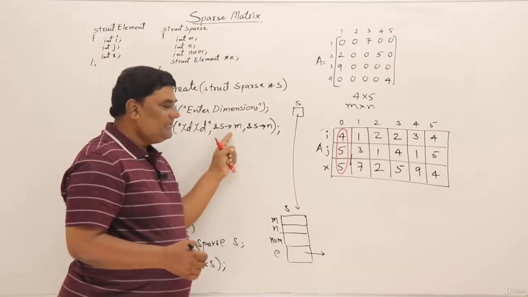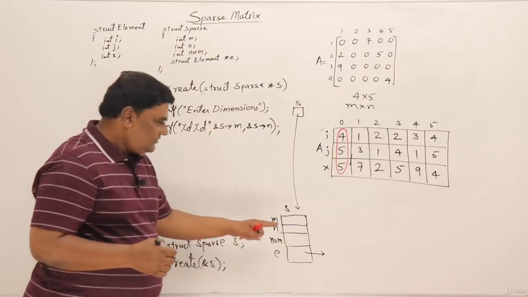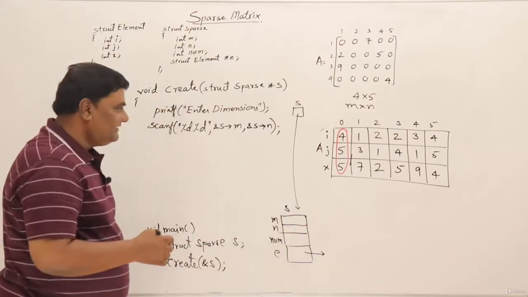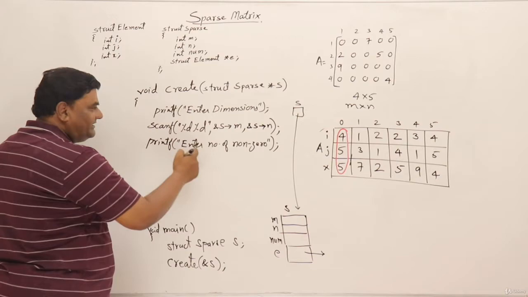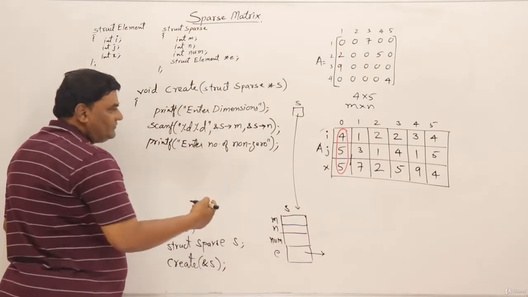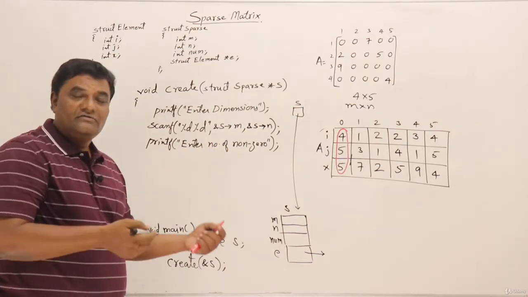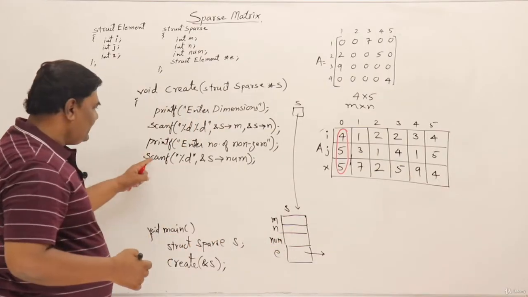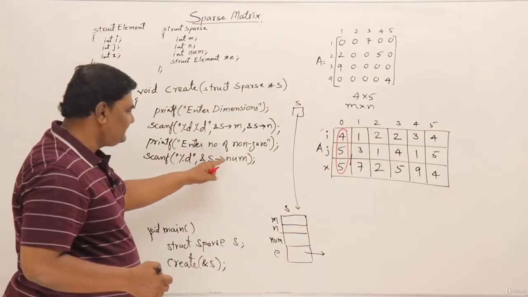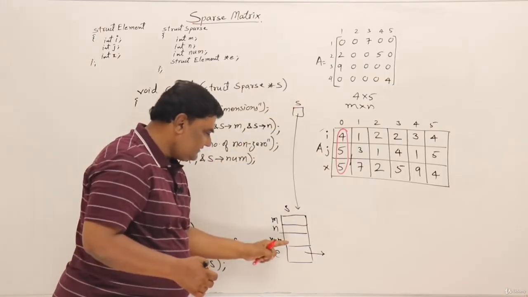So both the values m and n are stored. Now I need to know how many non-zero elements are there. So printf enter number of non-zero elements. So enter number of non-zero. I have just written non-zero. So we want non-zero elements. Now scanf read the number of non-zero elements and store in this one. So scanf ampersand s arrow num, s arrow num.